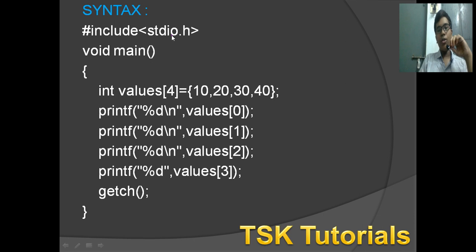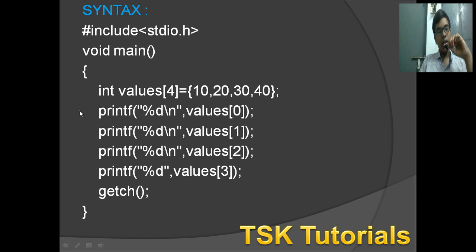#include <stdio.h> is called the header file. void main is called the main part. We have already discussed these in the introduction session. After the open braces, I have given the type of data that we are going to store, which is int. I am going to store some values, so I have given the variable the name values. How many values am I going to store? It has 4. The number of items we have to store is given in the square brackets, and I am going to store 10, 20, 30, 40.